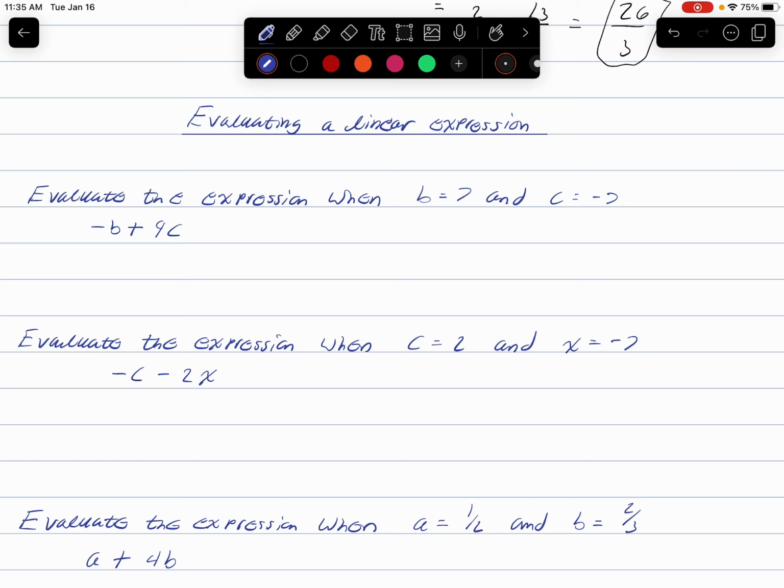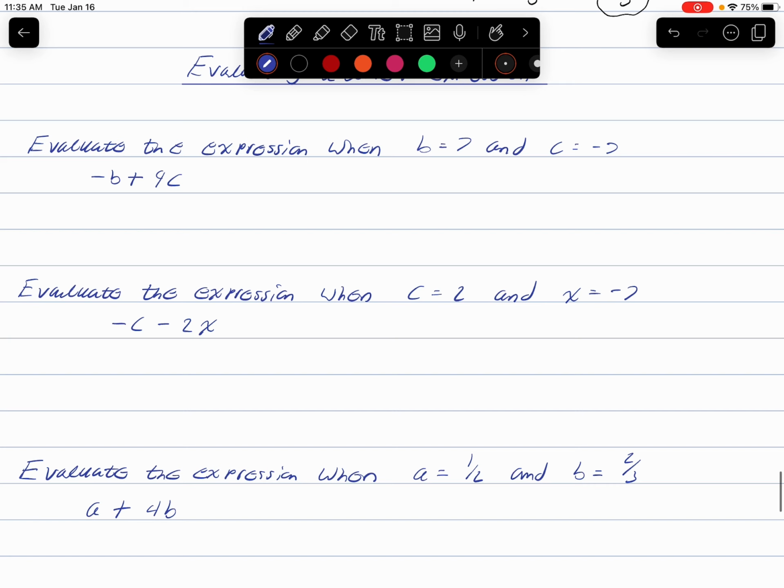In the future, we're going to be using things called variables. This is where we don't necessarily know what the number we're going to be substituting in yet. But in this case, we are given what the value of these numbers is. Okay, so let's go ahead and get started here.